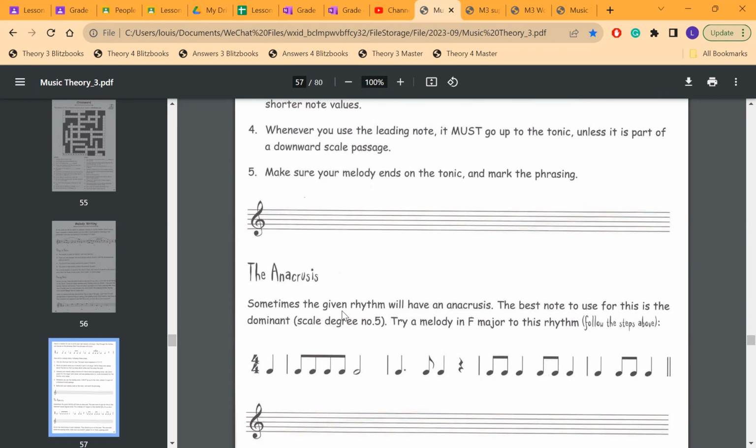You're given this rhythm. Make your melody flow. Sorry, make your melody flow by step, right? If you're going to leap, leap between rests or longer notes.